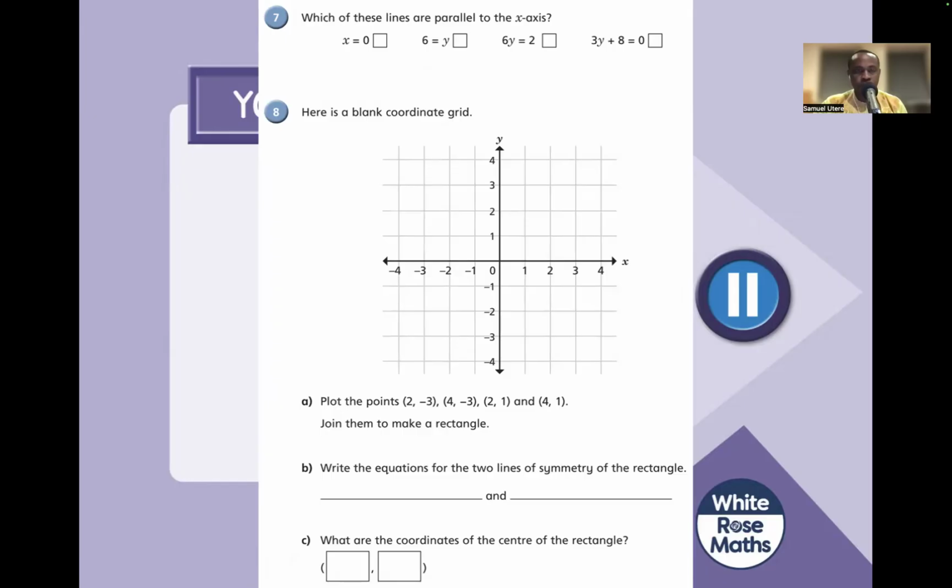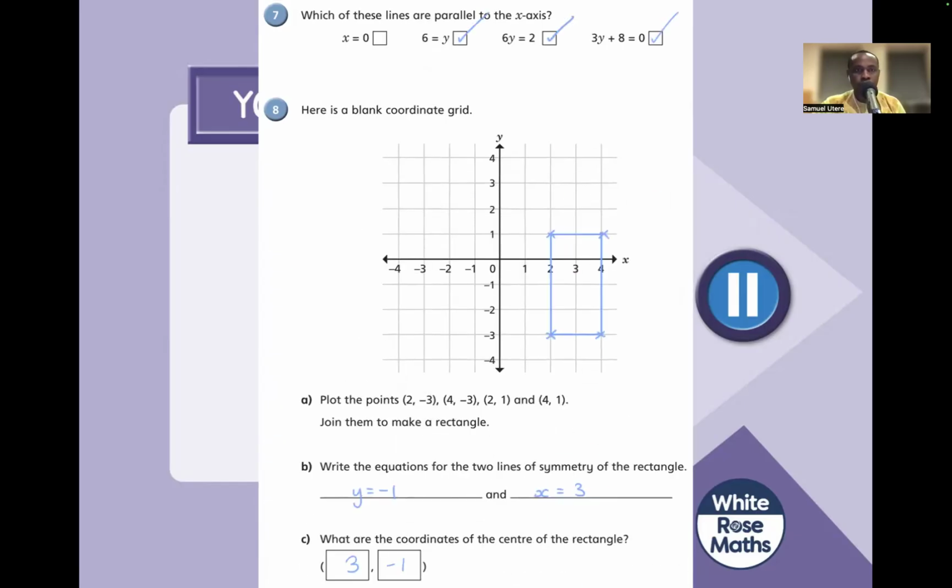Assuming you've paused the video and you've answered questions 7 and 8, here are the answers. Let's discuss them. So for question 7, you are asked, which of these lines are parallel to the x-axis? So for a line to be parallel to the x-axis, if we were to look at this line, you can see that it's telling us that y is equal to 6.